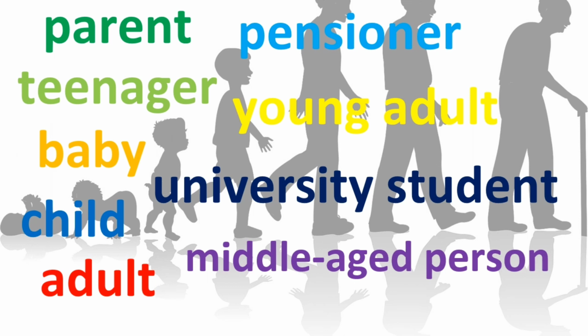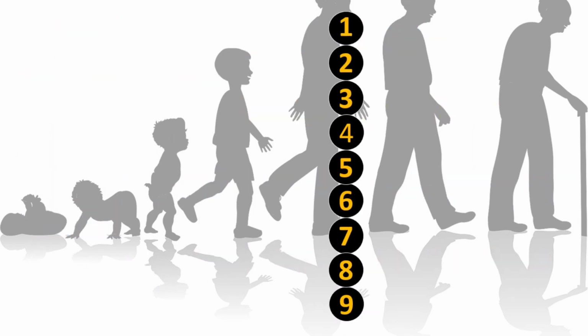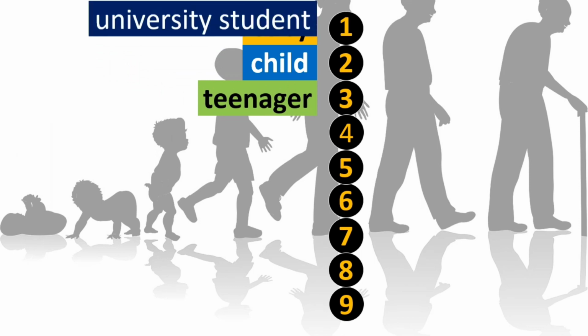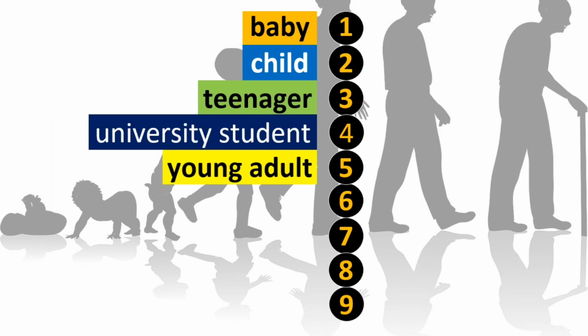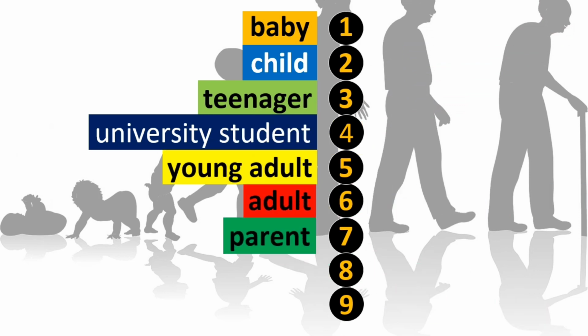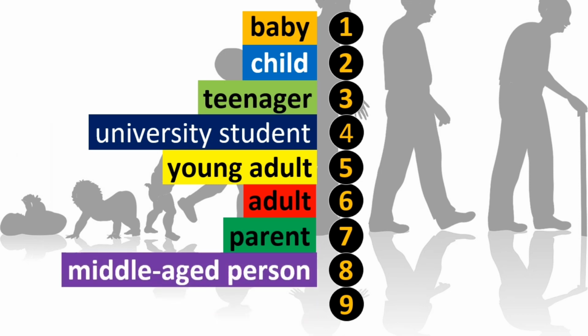Everyone, if you are asked to arrange these words from the earliest, which one will you choose? I think everyone will agree that number 1 will be baby, right? And then when baby grows, it becomes a child and then becomes teenager, next university student, young adult, and then adult, and then parent, next middle-aged person, and finally pensioner. Now we're going to define who are the persons that we can call babies, child, teenagers, or pensioners.